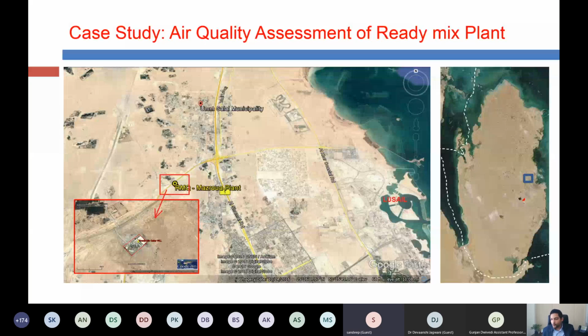For those who know where Qatar is, and for those who don't, Qatar is a small country in the Middle East, specifically in West Asia, and this is a map of Qatar. It's a very small country, and in this box that we can see, we have a ready mix plant in this area, manufacturing concrete for the rapid development projects that are happening throughout Qatar.